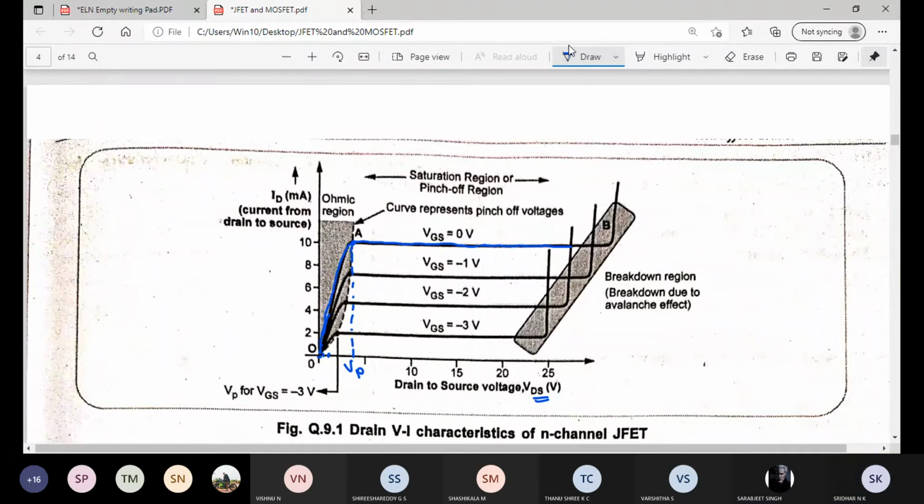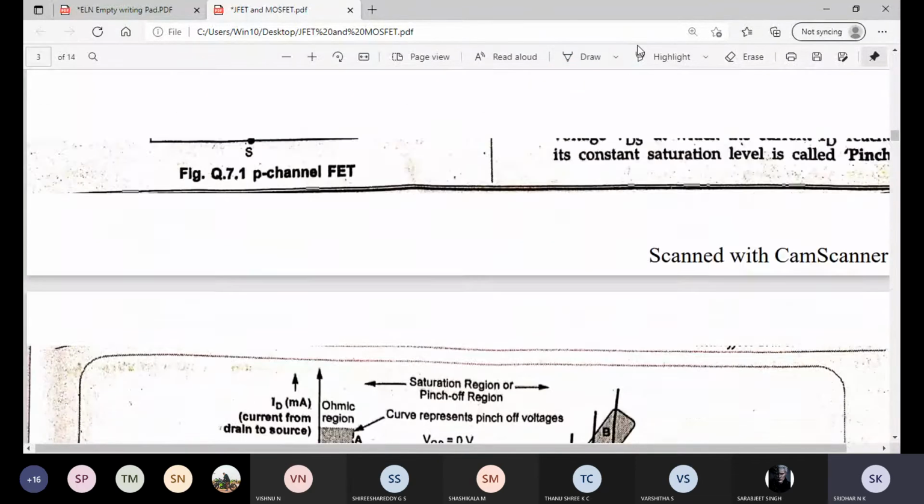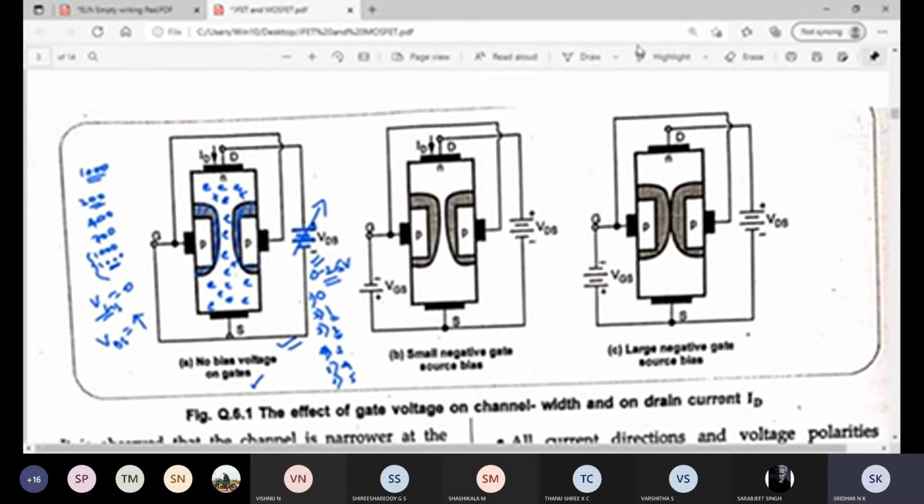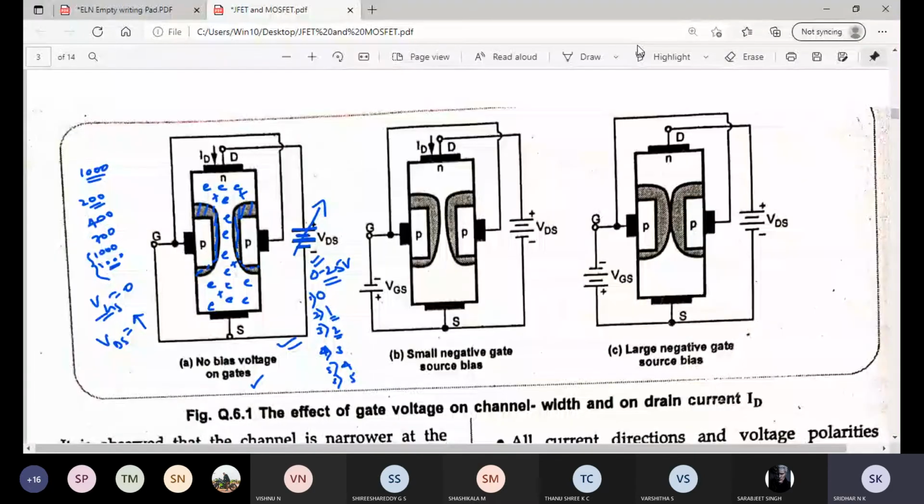Have you understood this graph, how we got it? Yes, sir. Right. So this is for VGS equal to 0. Next we will move on to VGS equal to minus 1 volt. If you see, here VGS is 0, that's why it is short circuited.